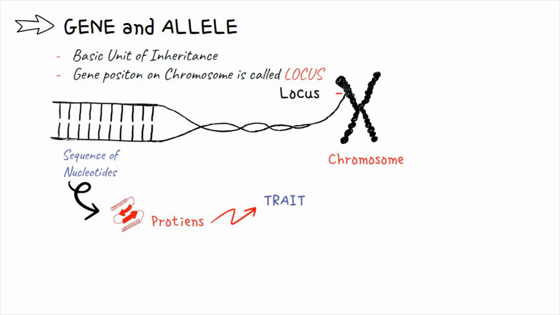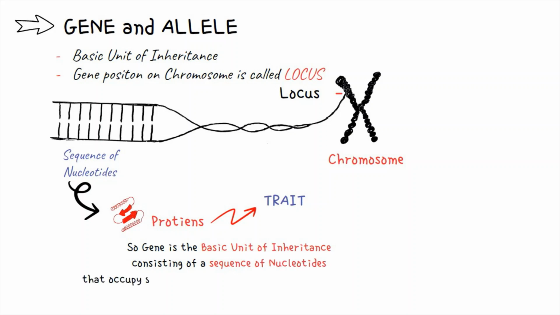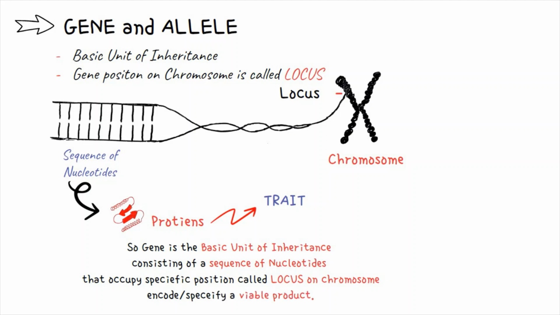We have to note one thing here, that there are huge number of sequences like repetitive sequences in human DNA, and those sequences do not specify a product. So gene is the basic unit of inheritance, consisting of a sequence of nucleotides that occupy a specific position called locus on chromosome, and this sequence of nucleotide encode or specify a viable product.